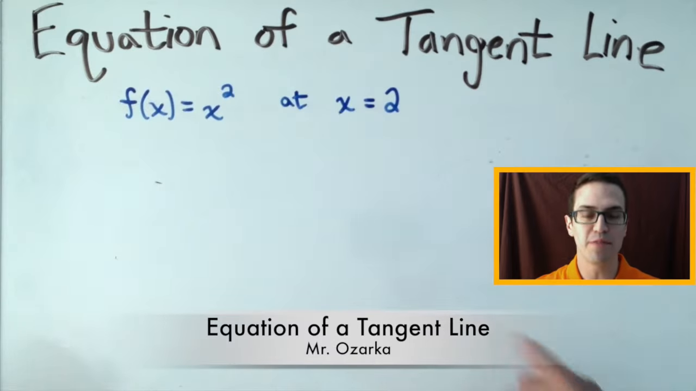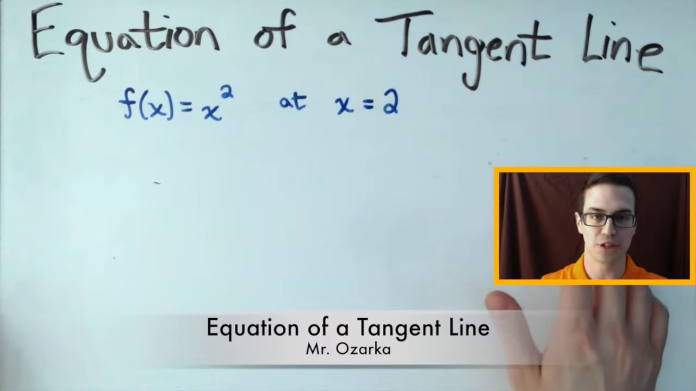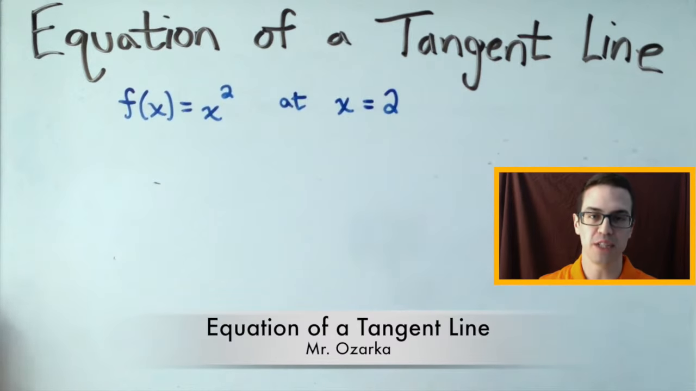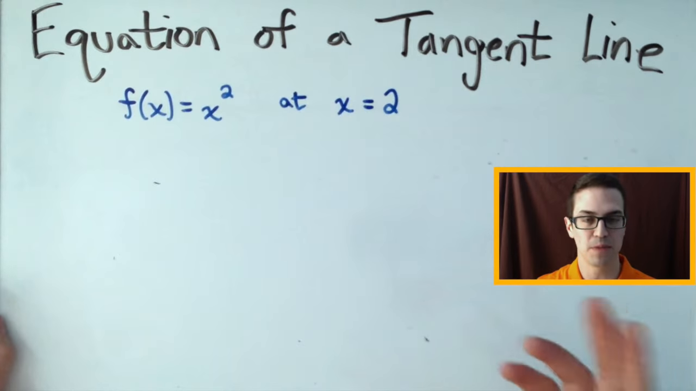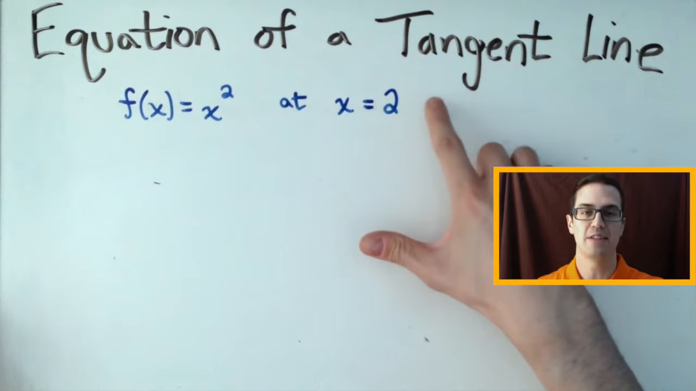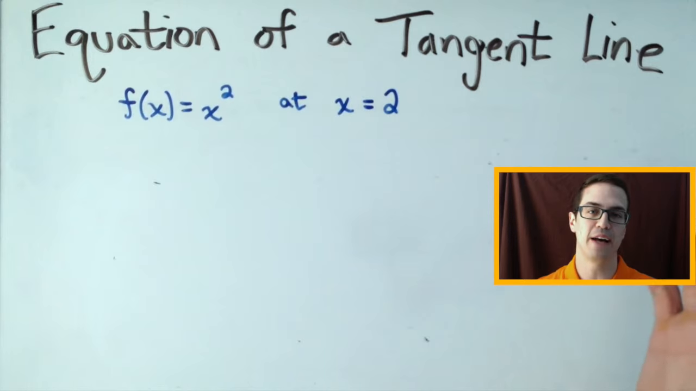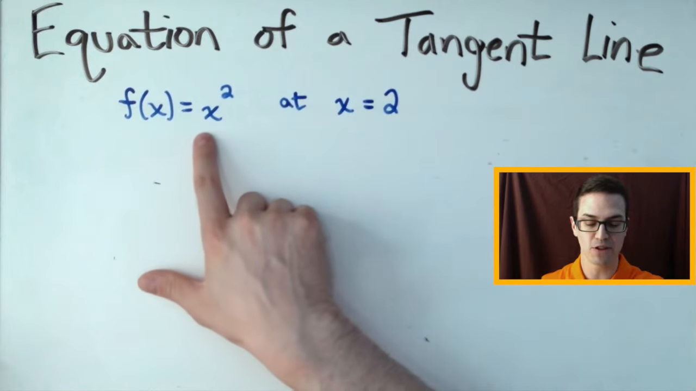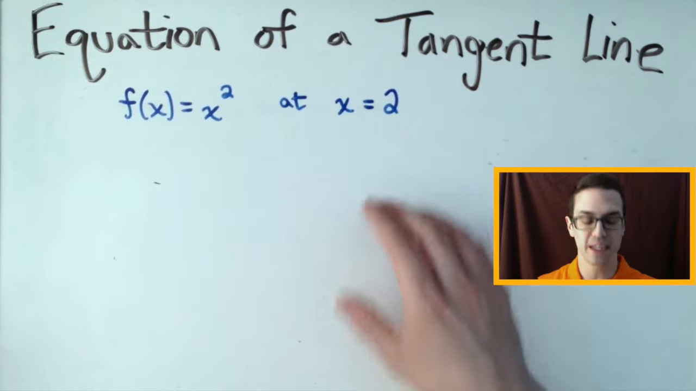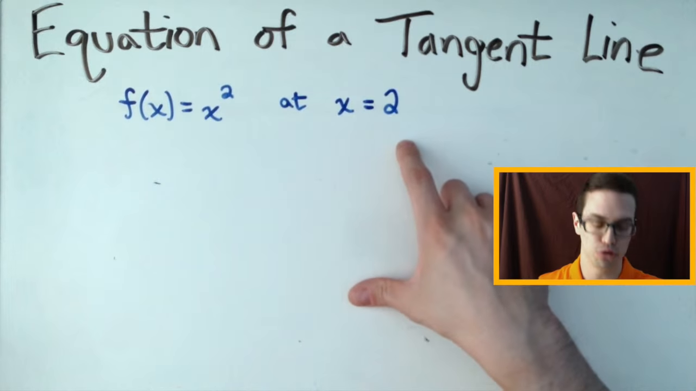Okay, so this is going to be a video about equations of a tangent line. Now, anytime you need an equation of a tangent line, you're always going to need the y equals mx plus b. So essentially what we're going to try to find is the y equals mx plus b equation for a tangent line at a certain x value. In this case, we have the function being f of x equals x squared, and we're looking for the equation of a tangent line at x equals 2.